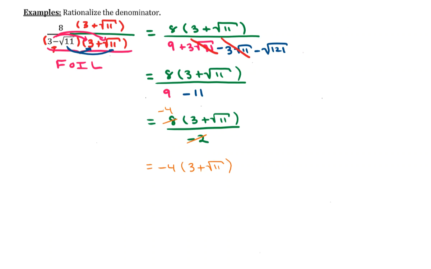Of course, if you wanted to, you could distribute the negative 4 to each of those terms. But as you'll notice in the textbook or in my math lab, these answers are typically left in a factored form. So that's how we use conjugates to rationalize the denominator.